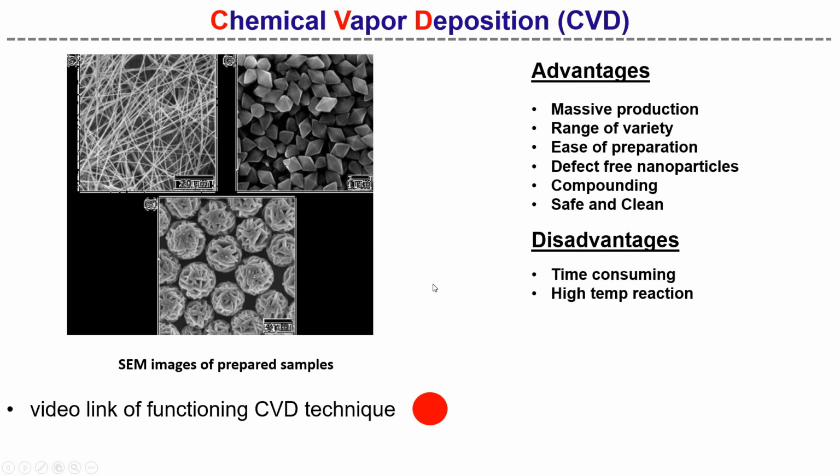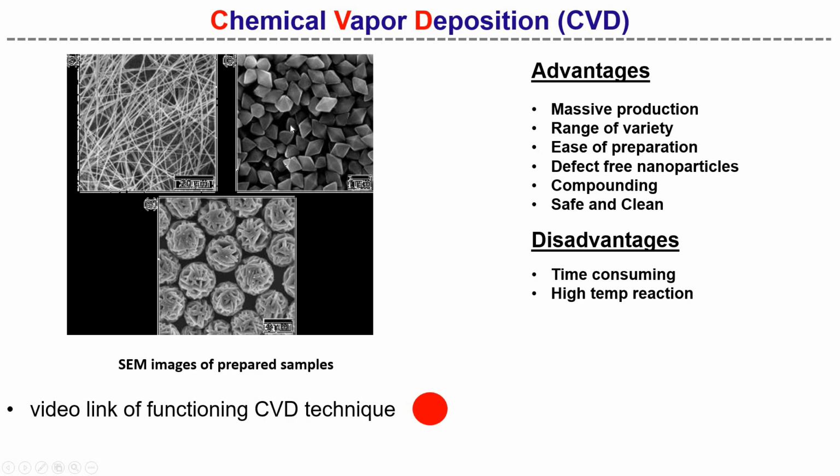There are some advantages and disadvantages of this method. Massive production we cannot do using this. This comes under the disadvantage part. Ease of preparation, defect free nanoparticles, and compounding are very good advantages of this method. We can do compounding of almost any material we have. Time consuming is one of the biggest disadvantages of this method because it takes from 1 day to 10 days to complete a process. High temperature reactions are less possible in this method.